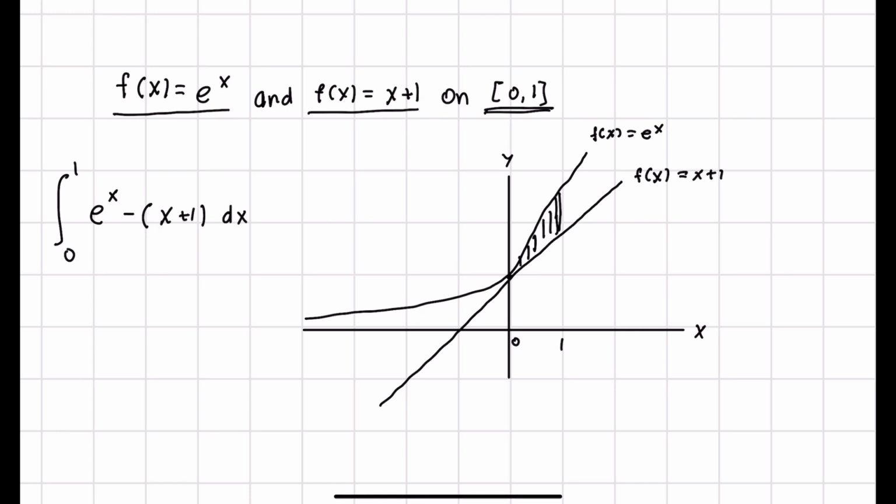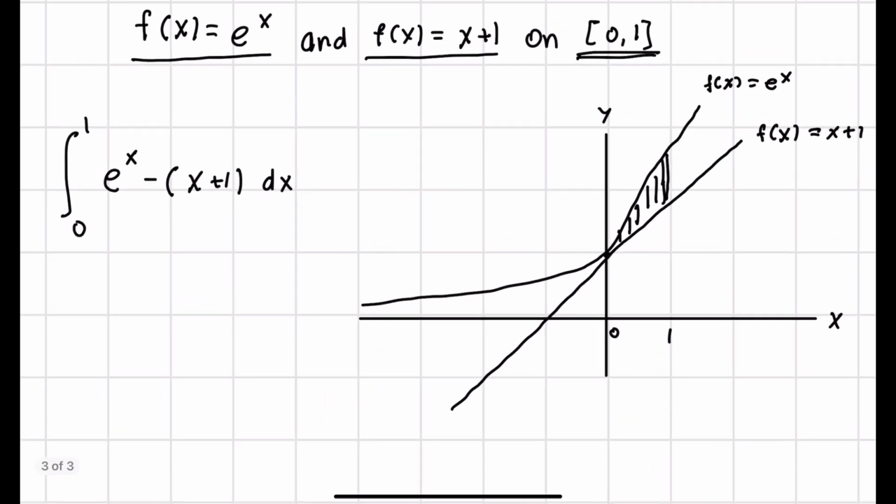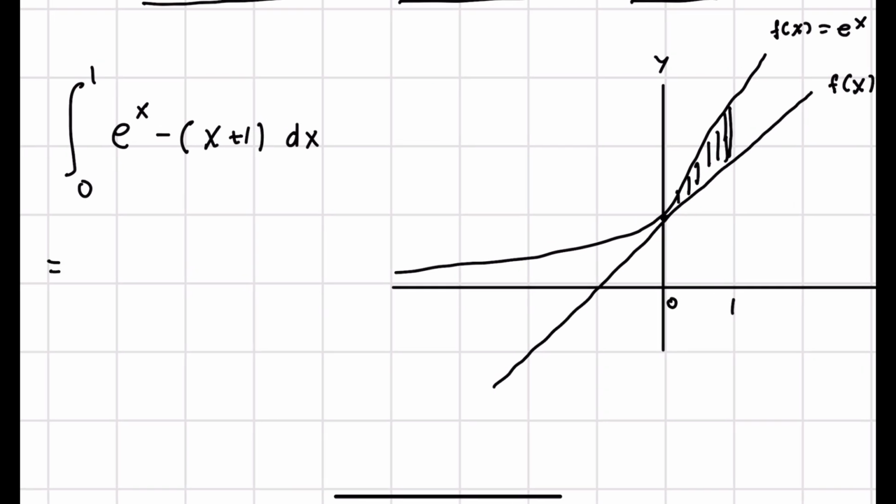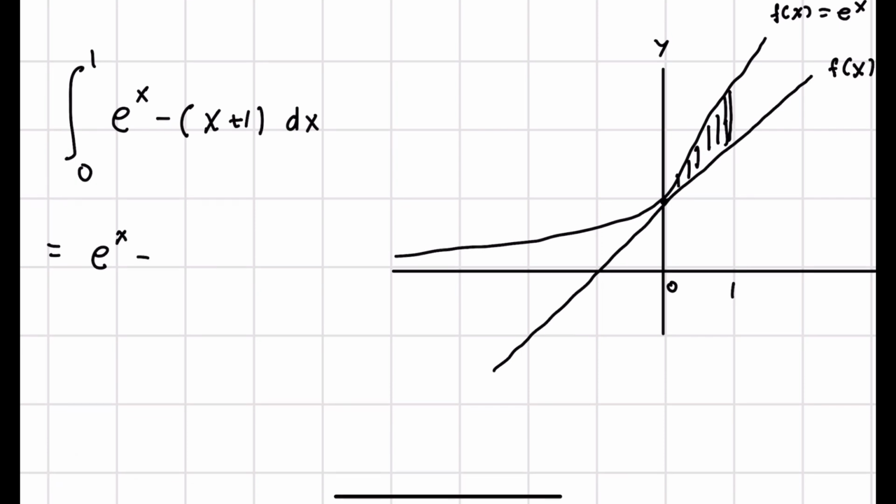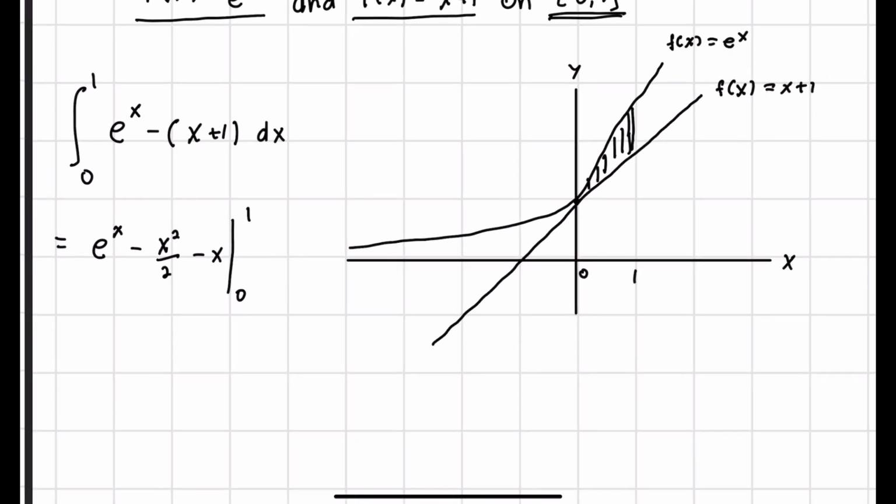And let's solve for this integral now. So we have the integral of e to the x, and the antiderivative of that is e to the x, minus the antiderivative of x, which is x squared over 2, minus the antiderivative of 1, which is simply equal to x. And now we can just substitute the bounds.